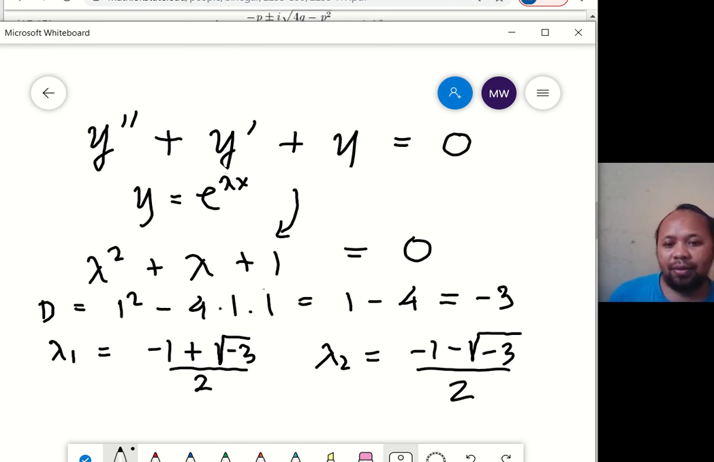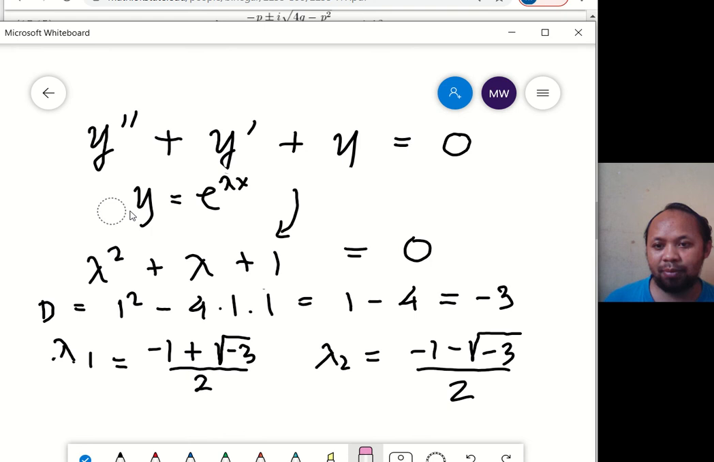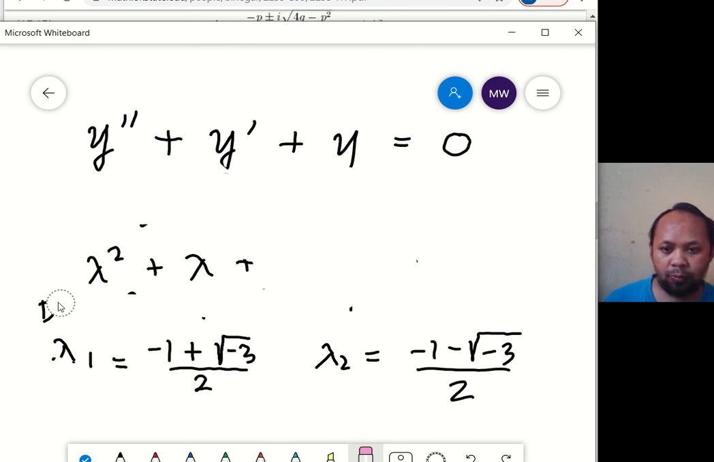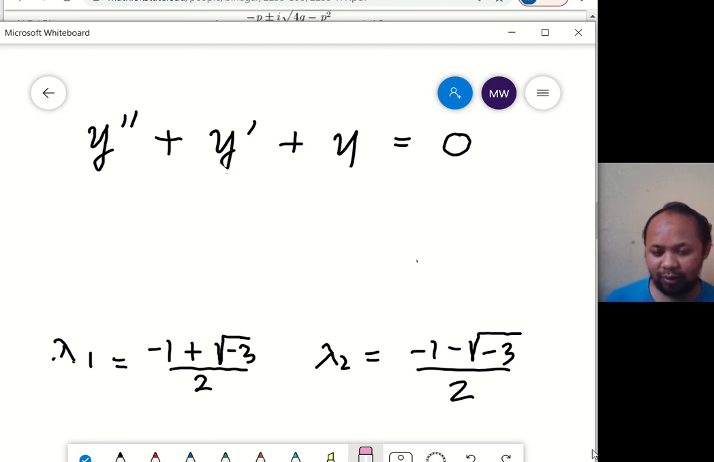So we will obtain the solution for the equation here. Then the solution will be an exponent of a complex number. So let me erase this first. And then I will write the solution of the equation.